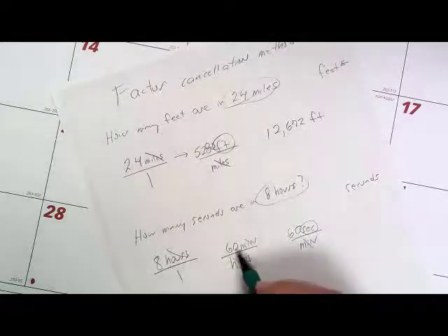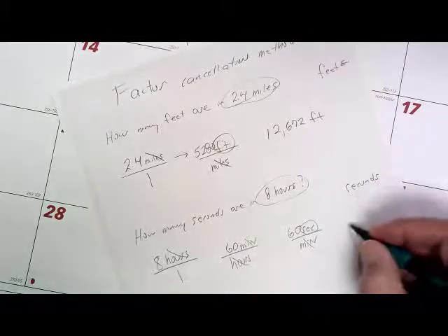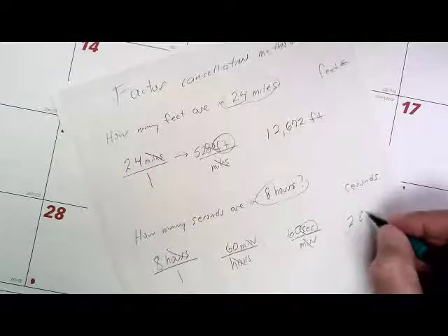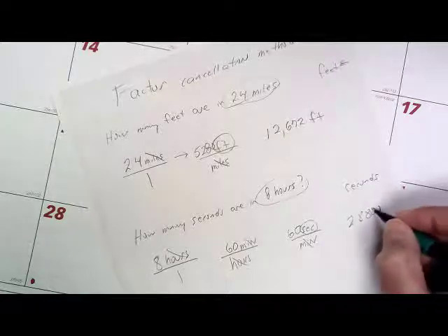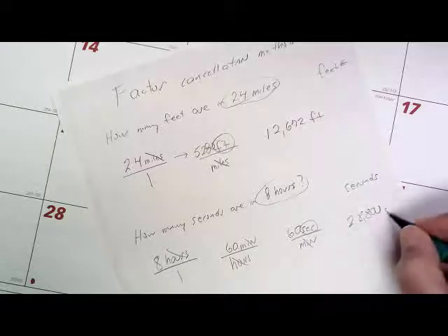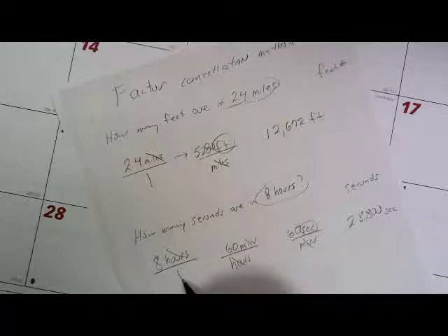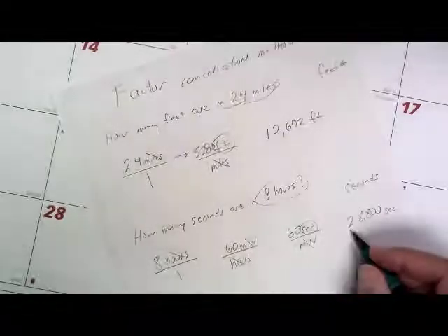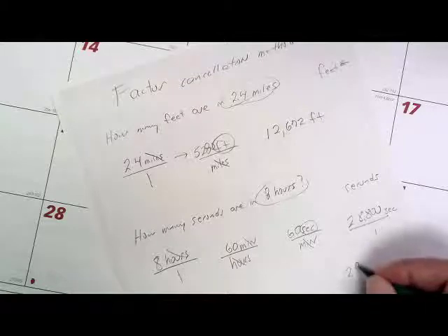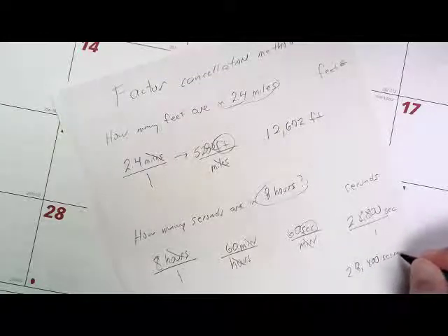8 times 60 times 60 is 28,800. And again, the unit that I have left is seconds. And if I multiply across the bottom, it's 1 times 1 times 1 is 1. So that divided by 1 is just 28,800 seconds.